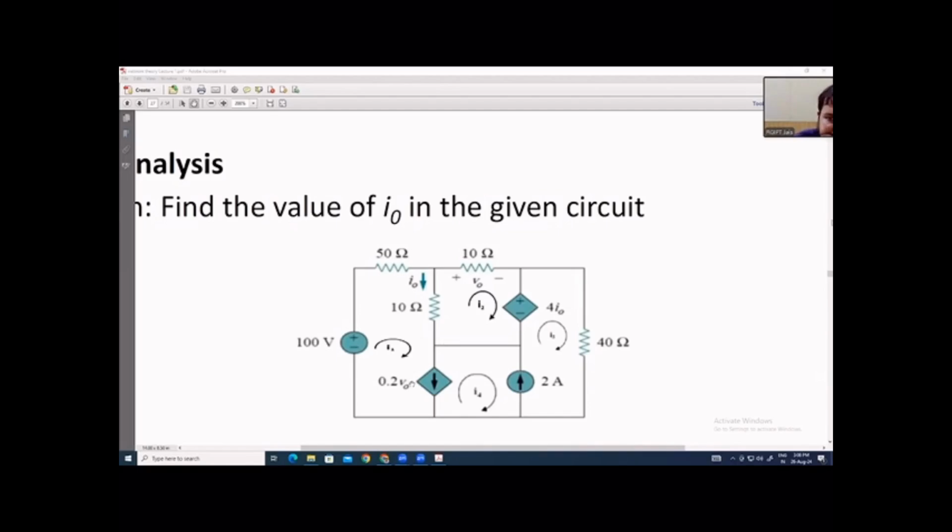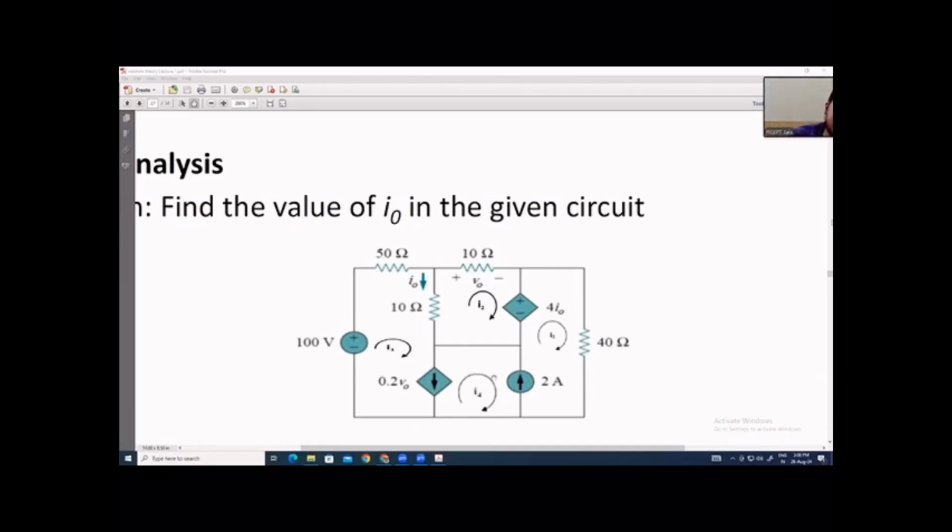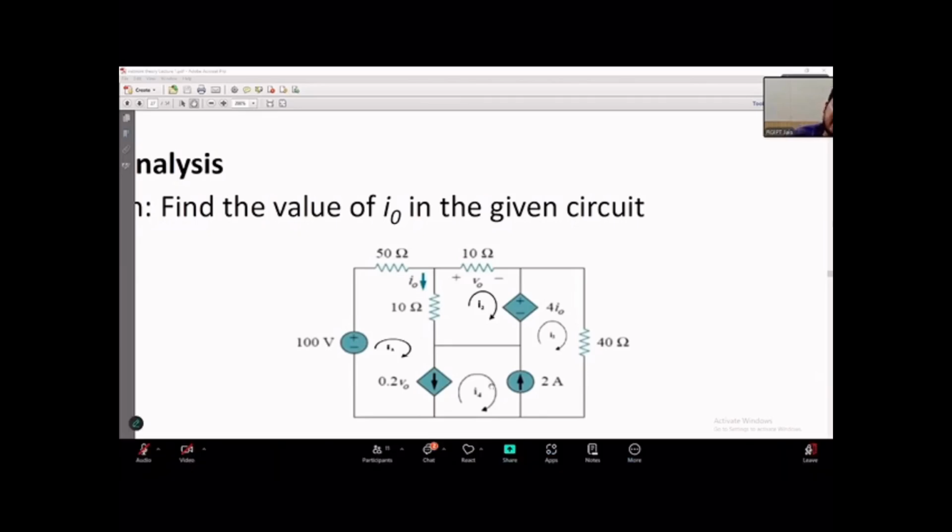And if we see just beside it, it is written 0.2 V0, and V0 you can see is given as the voltage drop across this 10 ohm resistance. If that is the case, then it is a voltage dependent current source. So this voltage dependent current source is common between mesh 1 and mesh 4. Certainly, you have to also create a super mesh.